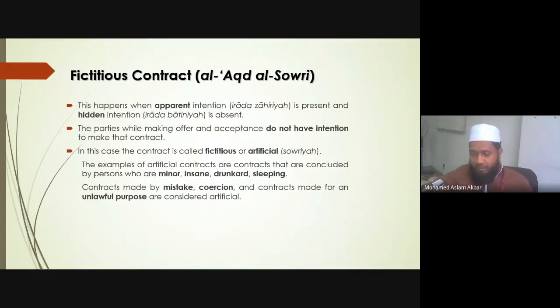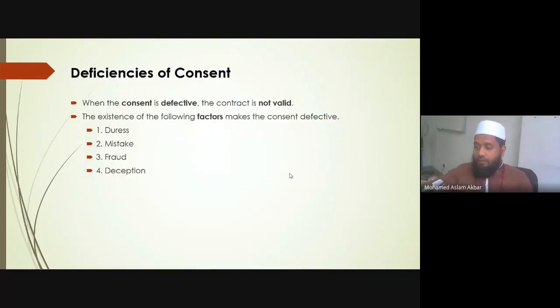So I think I will just stop here. I think the remaining slides will talk to you about the deficiency of consent, deficiencies. As I told you earlier, you must have mutual consent in order to make any contract valid. So now, what if there is a defect in mutual consent? For example, all these examples: duress, mistake, fraud, deception.